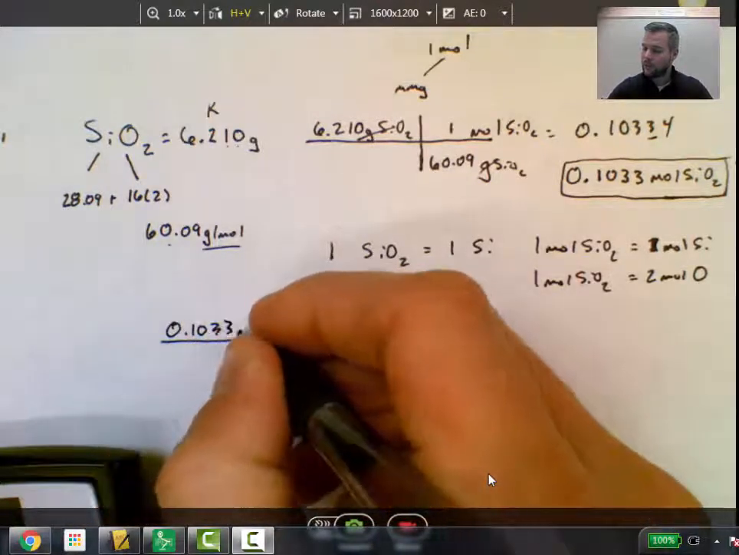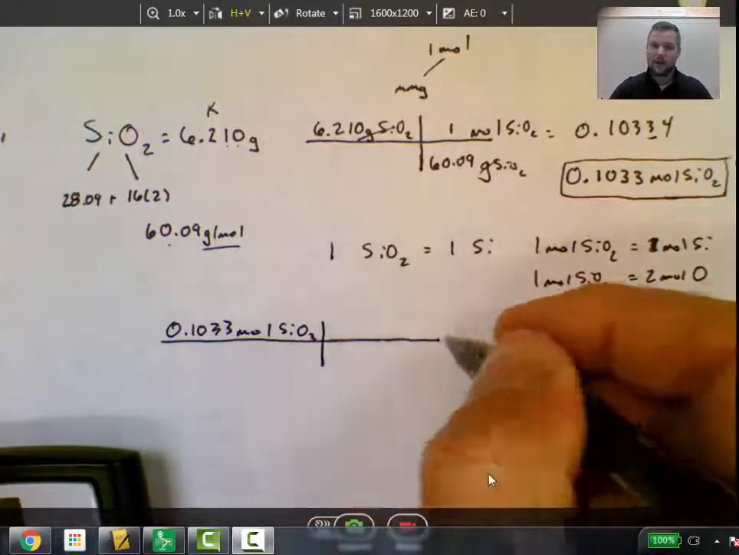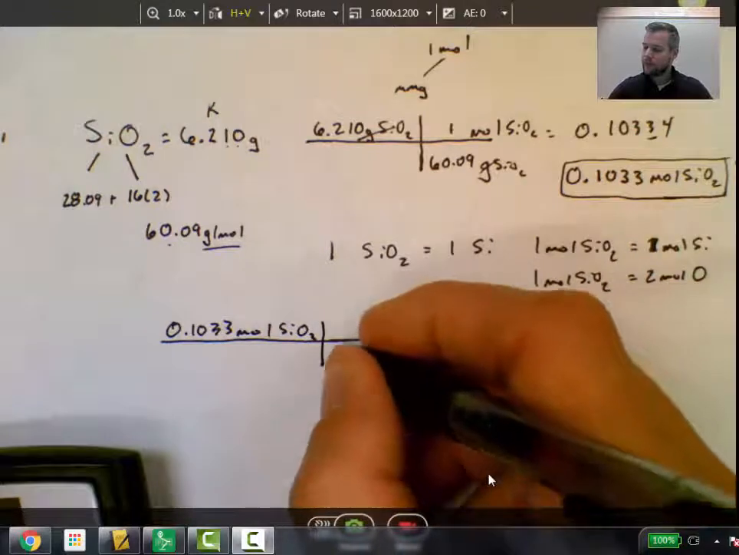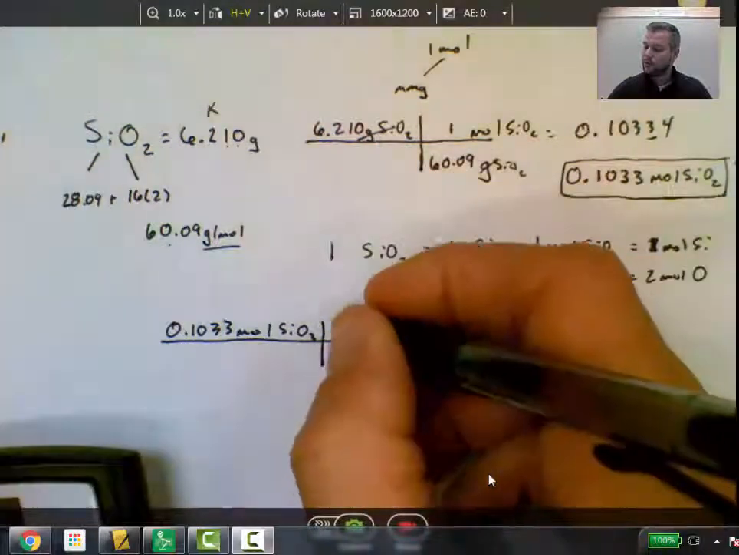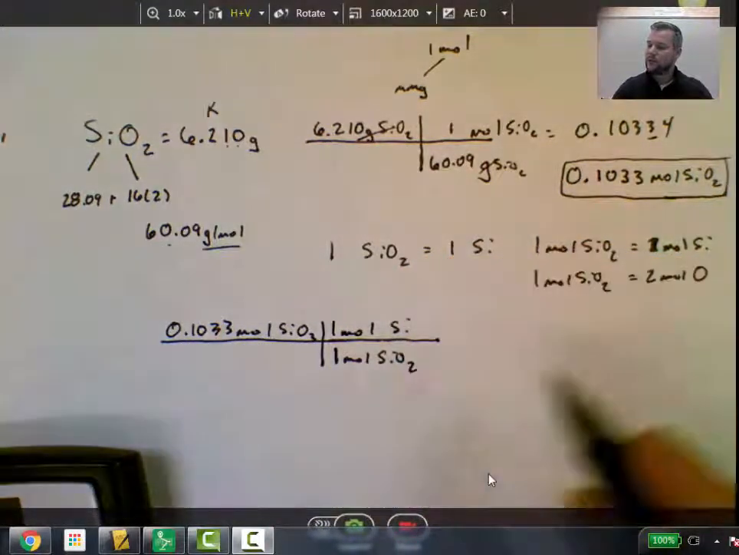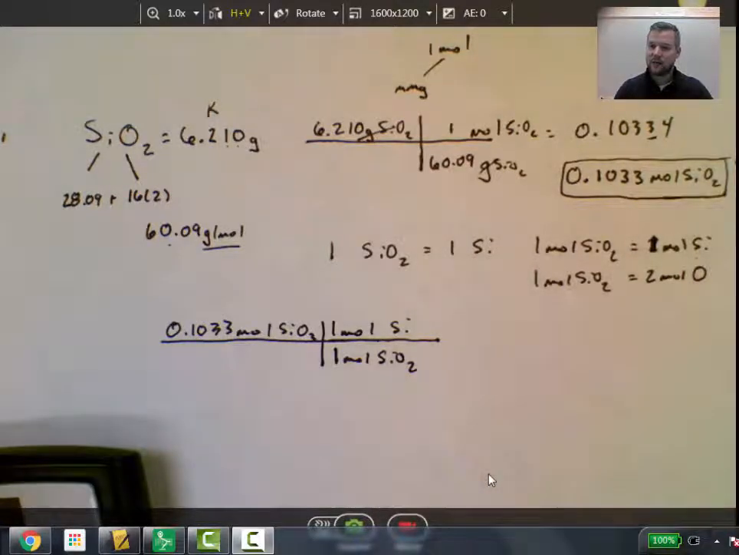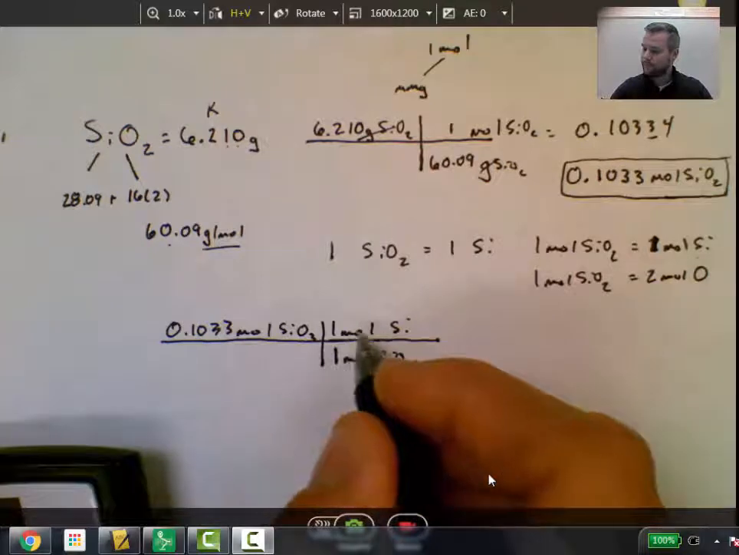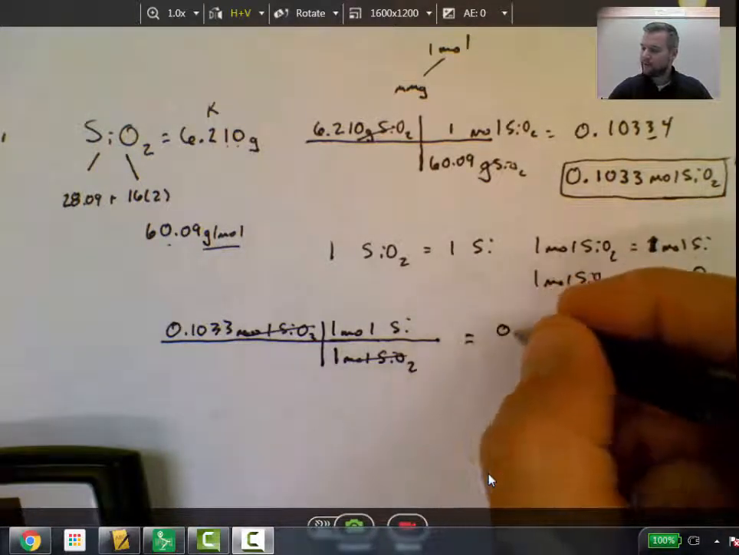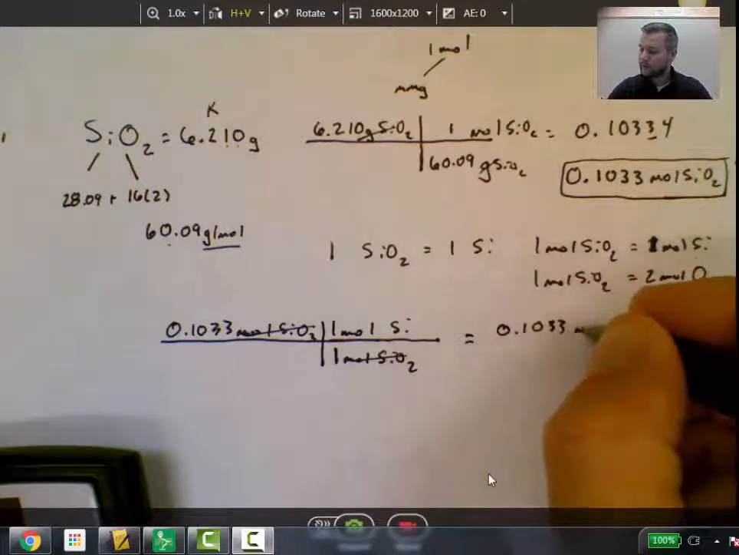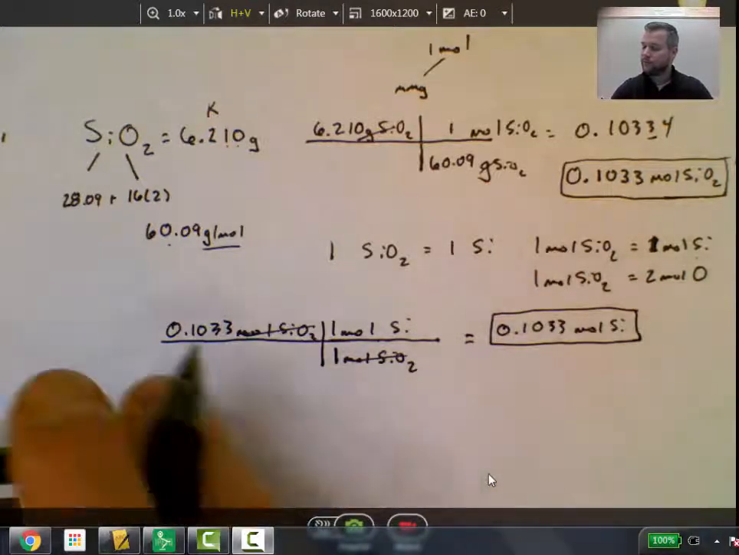So my 0.1033 moles of SiO2, notice I'm keeping my unit here because that's going to make it easier for me to understand what's going on. And the same as 1 mole of SiO2 will be equal to 1 mole of Si. I can use this fraction because these are equal to each other. 1 mole of the Si is equal to 1 mole of SiO2. Moles of SiO2 cross off, which means that this is the same number. So that's one of your answers for the moles of each element.